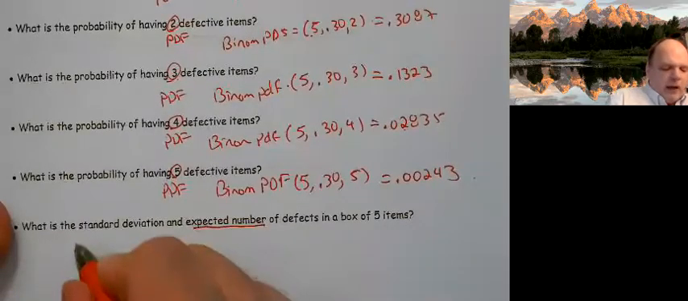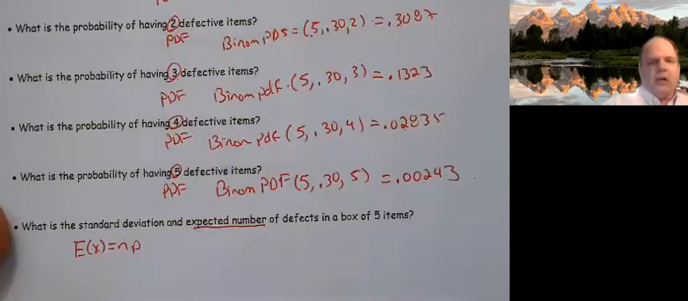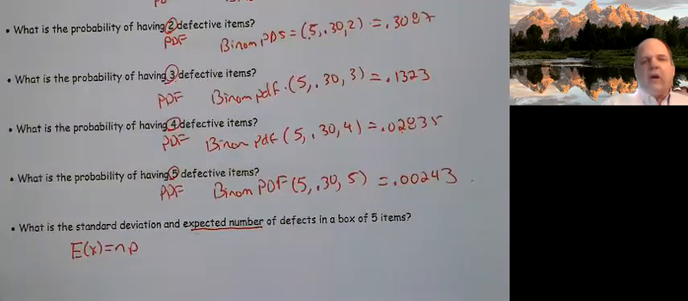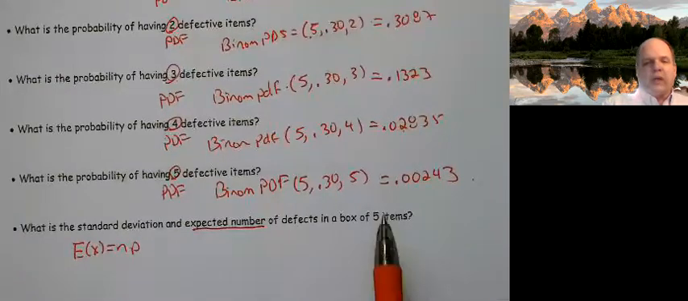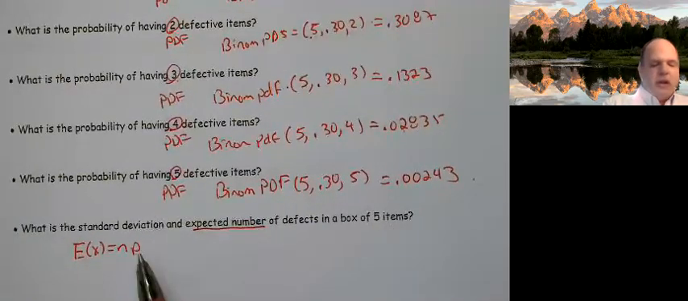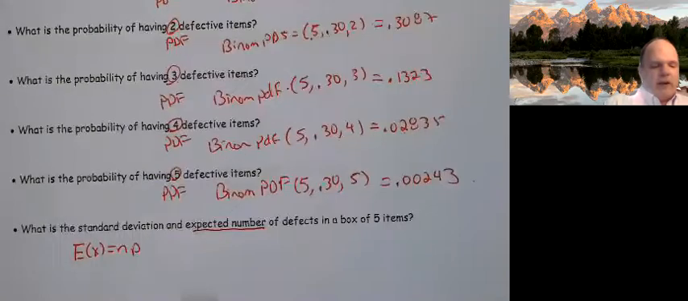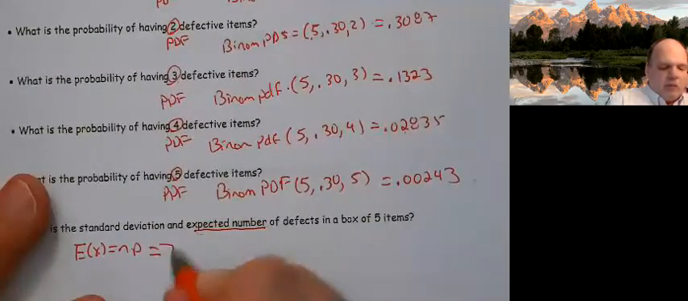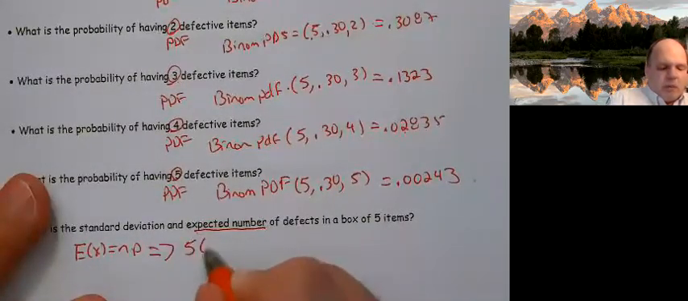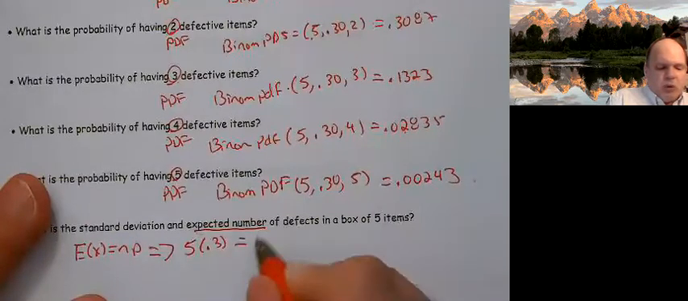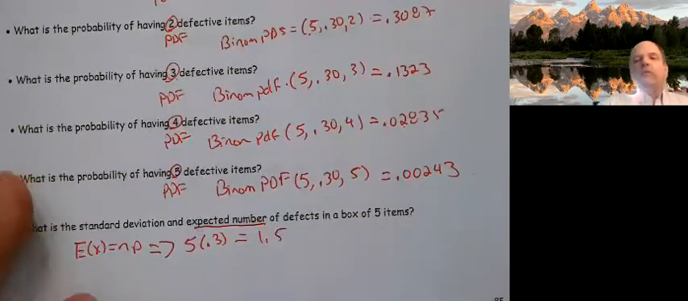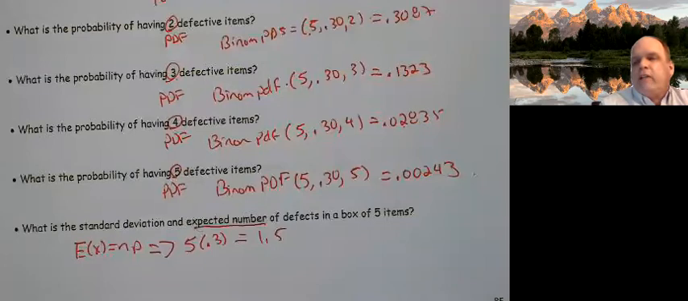The expected value is going to be this. That's the formula. And we know it's going to be a binomial because we have a specific number. Because we have a specific number, we know n is 5. So in this case, we're going to go 5 times our probability of 0.3, which is 1.5. We would expect 1.5 defective items.